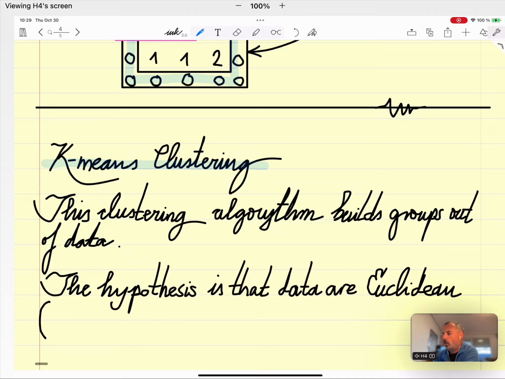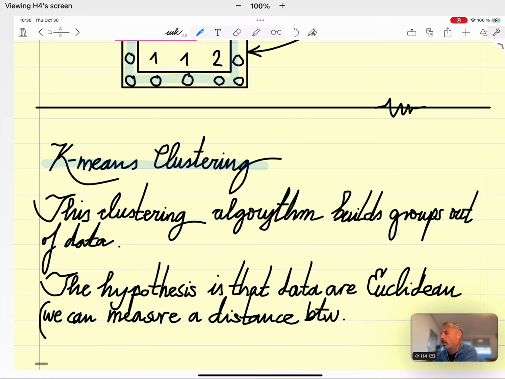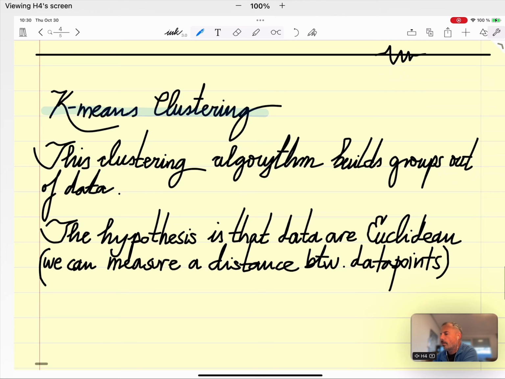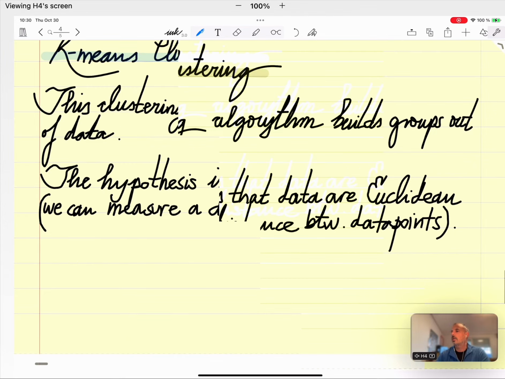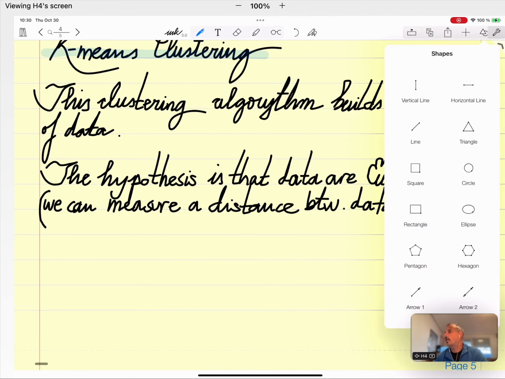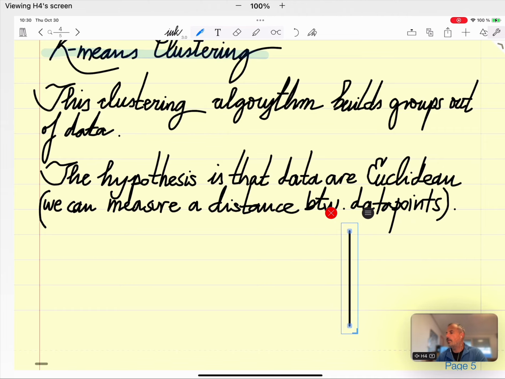This means we can measure a distance between data points. What we mean with hypothesis is that this needs to be true in order for the algorithm to be implemented. If this is not true, we cannot implement the algorithm. Okay, let's look at something intuitive as usual, just with a graphic.